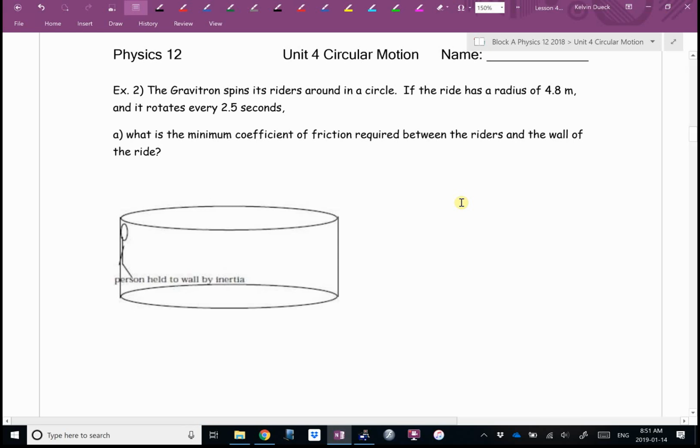A great ride at Playland is called the Gravitron. It's the one that spins around really fast. There are two versions. In some versions, the floor drops away, and in some versions, the ride tilts this way and you're leaning back against the wall. I almost said you're getting pressed back against the wall. You're not. You're getting pressed forward from the wall because the force is towards the center.